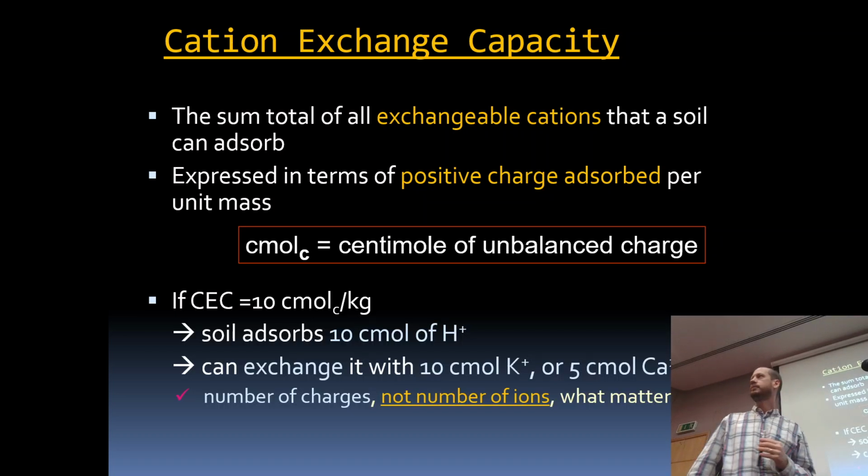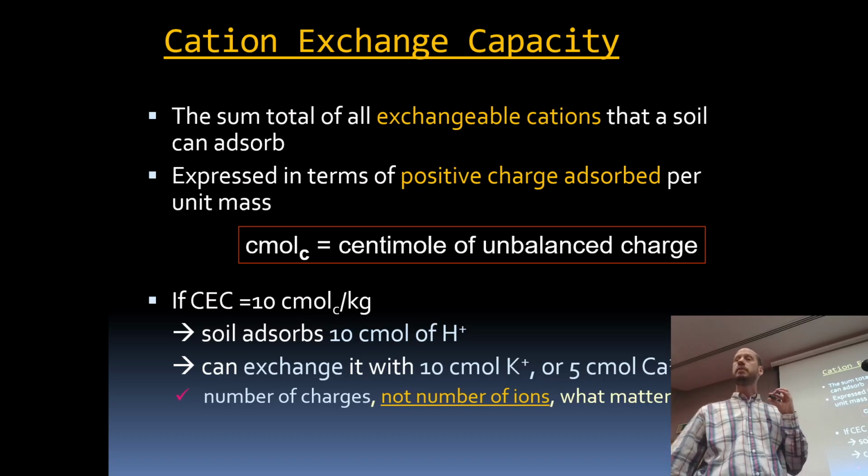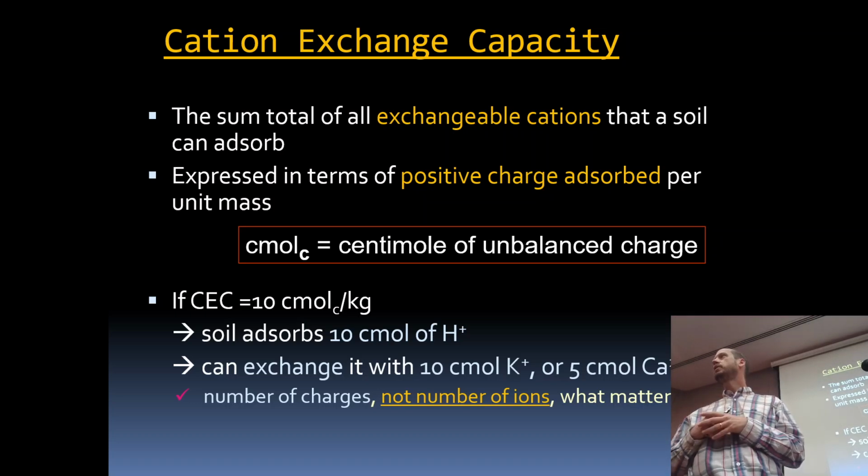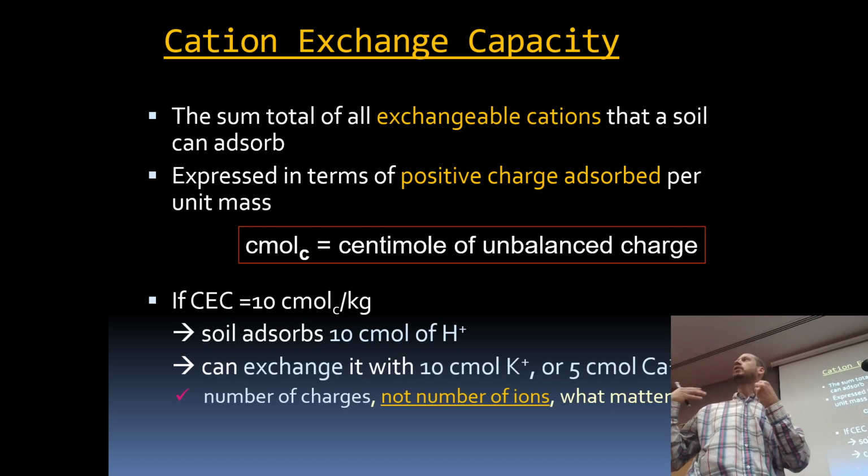This equation is important to memorize. What's important for you to memorize is the concept that cation exchange capacity is measuring the amount of charge you have on the soil. So it means that if you have polyvalent cations, these are satisfying more than one charge. If you have +2, +3, +4, these are occupying more than one adsorption site on the surface.